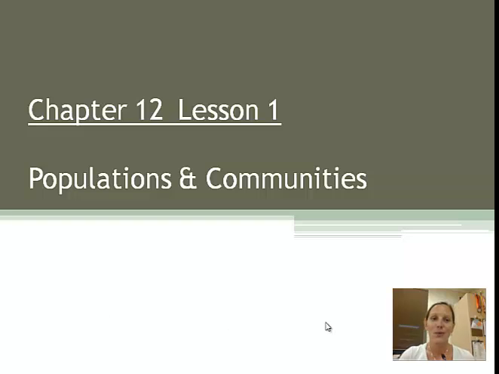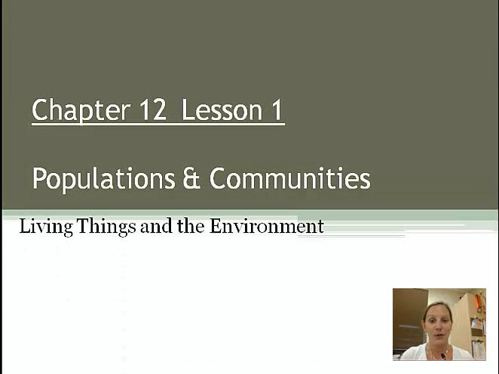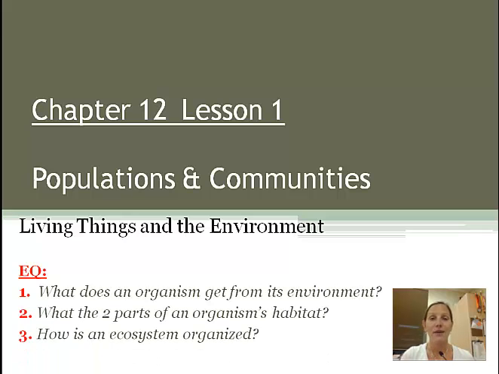This is Miss Gwidt. We're doing chapter 12, lesson 1, populations and communities tonight. And this is a short video that's going to talk about living things in their environments. We have 3 essential questions. What does an organism get from its environment? What are the 2 parts of an organism's habitat? And how is an ecosystem organized? You should be able to answer all 3 at the end of this.